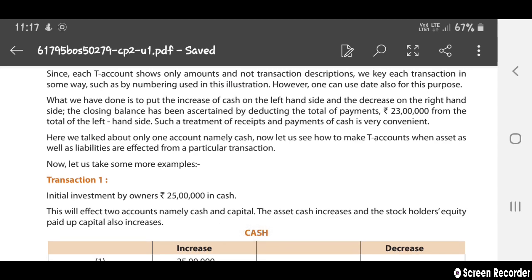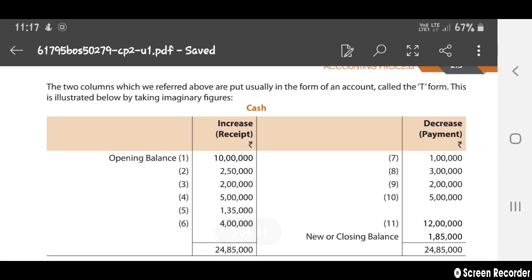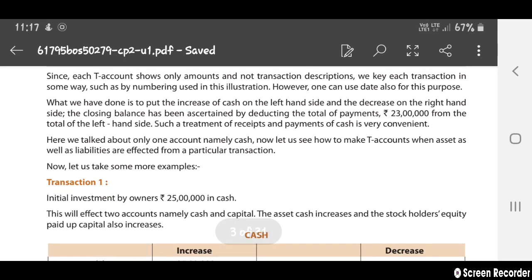Each T account shows only the amount and not the transaction description. It shows only how much the transaction was. It does not tell you the purpose of the transaction, why you made it, or to whom. It does not give you any description. So we have to key each transaction in some way, such as by numbering. See here they have given numbers 1 2 3 4 5 6 7 8 9 10 11. One can also use the date for this purpose.